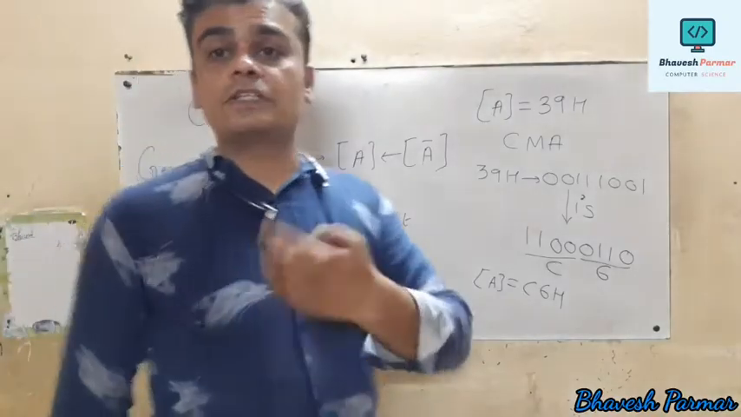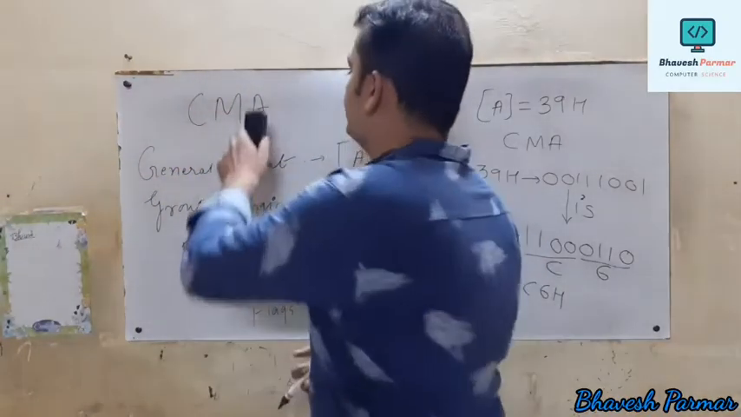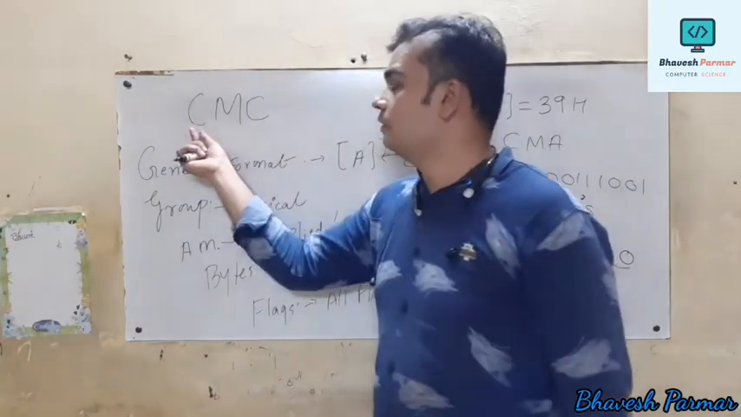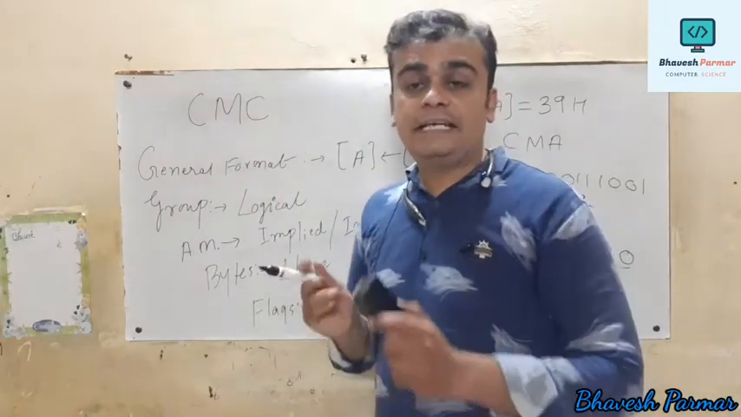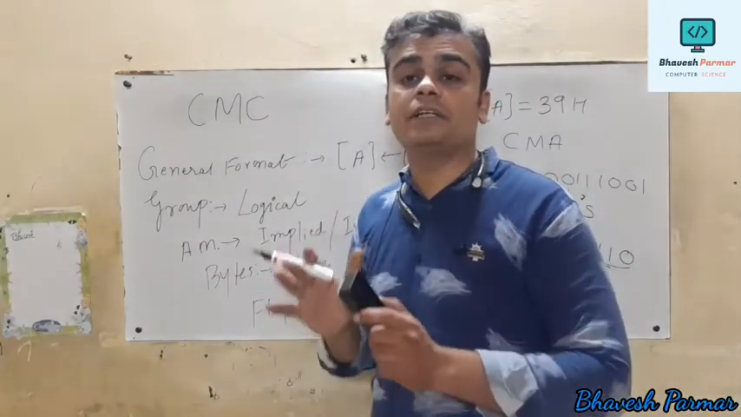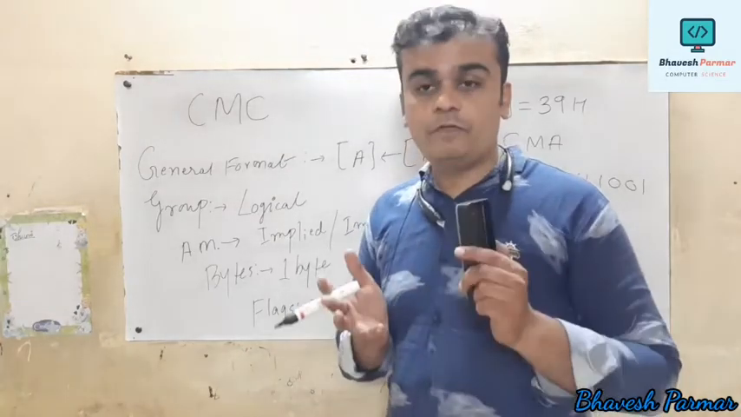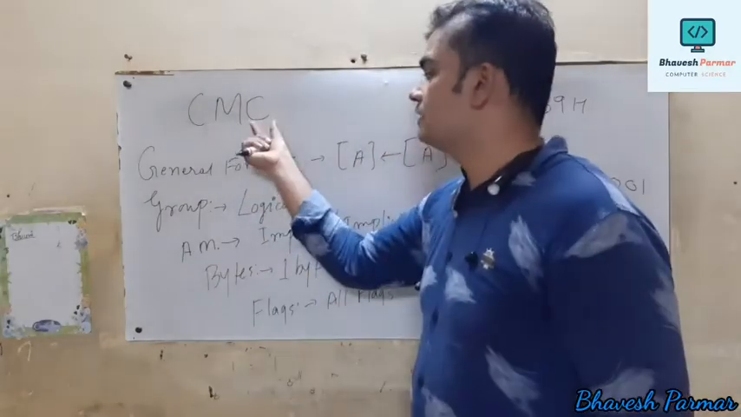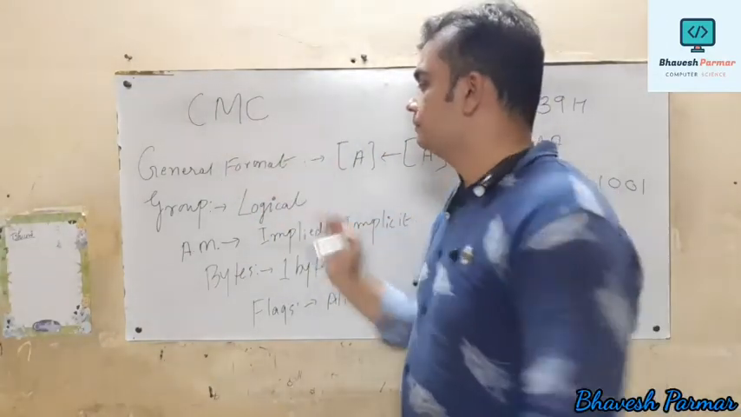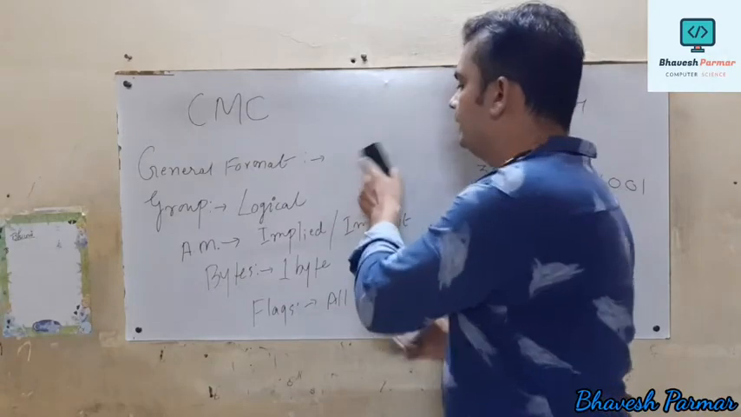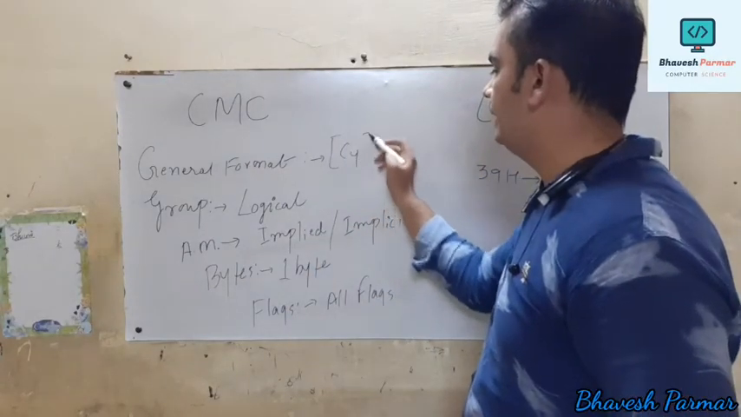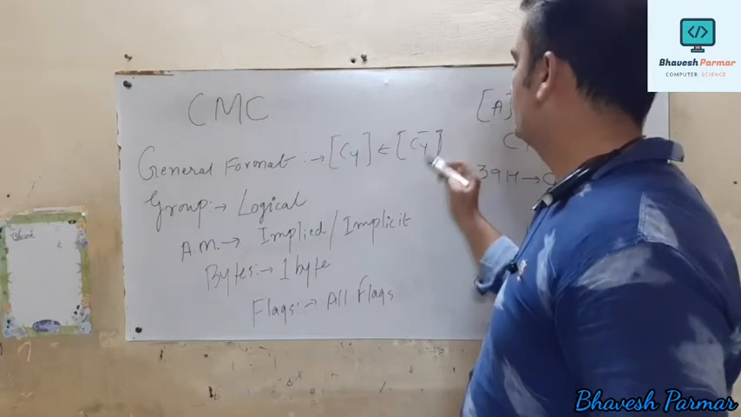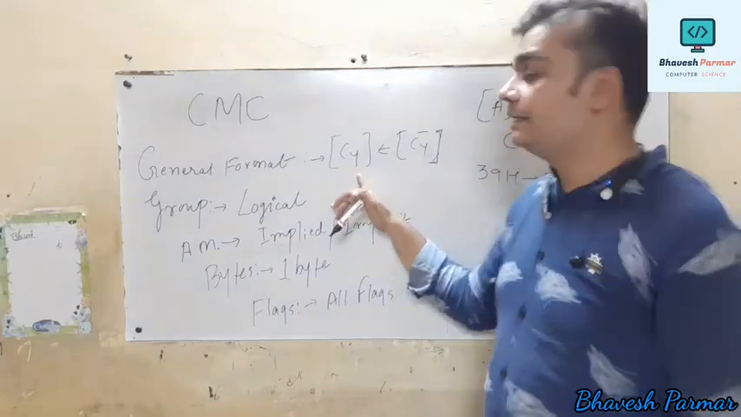Now guys, we are going to focus on our next instruction, and the next instruction is called CMC. CMC stands for complement carry. So in that situation we are going to perform the operation on the carry bit only. Means here we are not going to focus on data, not register, not even memory. We are just focusing on the carry bit. If we see the general format, we just have to write down content of CY arrow content of CY bar.